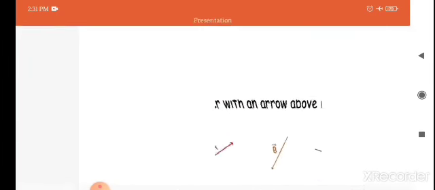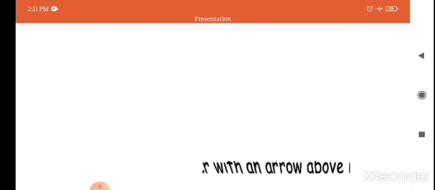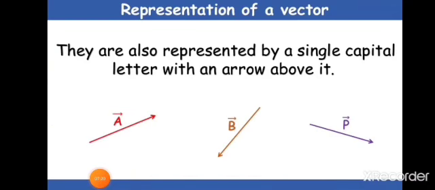Now let us see the representation of a vector. Vectors are also represented by a single capital letter with an arrow above it. So here we can observe different examples: vector A, vector B, vector P. These are the representations of different vectors with a single capital letter with an arrow above it.